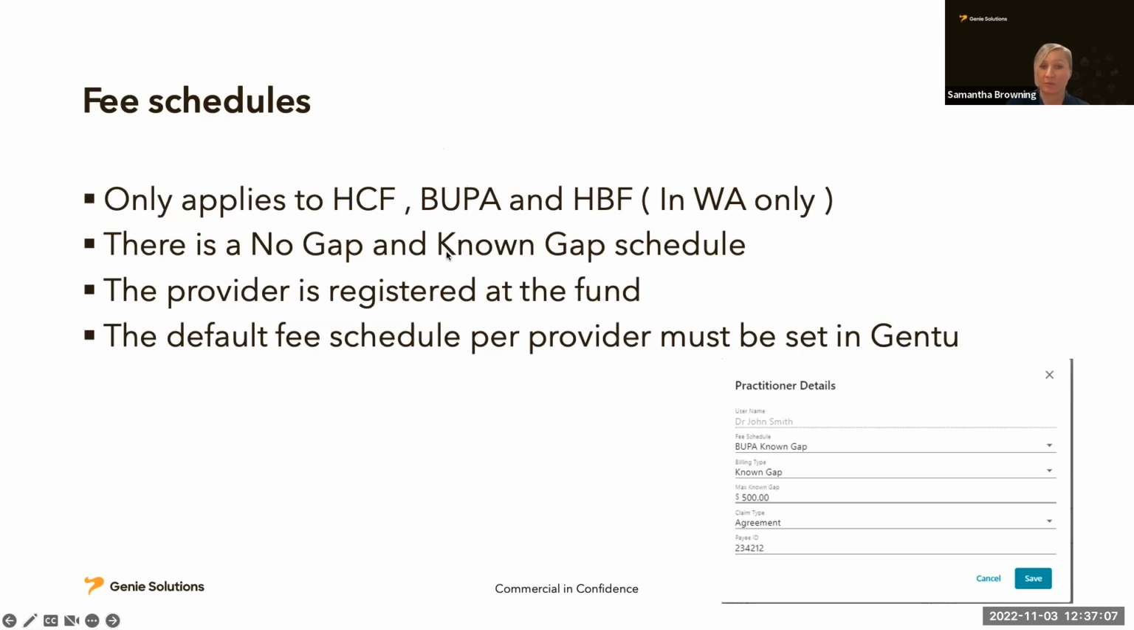If the doctor is a no-gap provider, it generally means that they can't charge a gap to their patient. The no-gap schedule is usually a little bit higher because they're not charging gaps to the patient. The known gap schedule means the doctor is charging gaps to the patient and is generally a little lower than the no-gap schedule. If you have a look in the Gentu window here, this little area is where we choose the fee schedule. And like I said, it's only for Bupa, HCF and HBF.